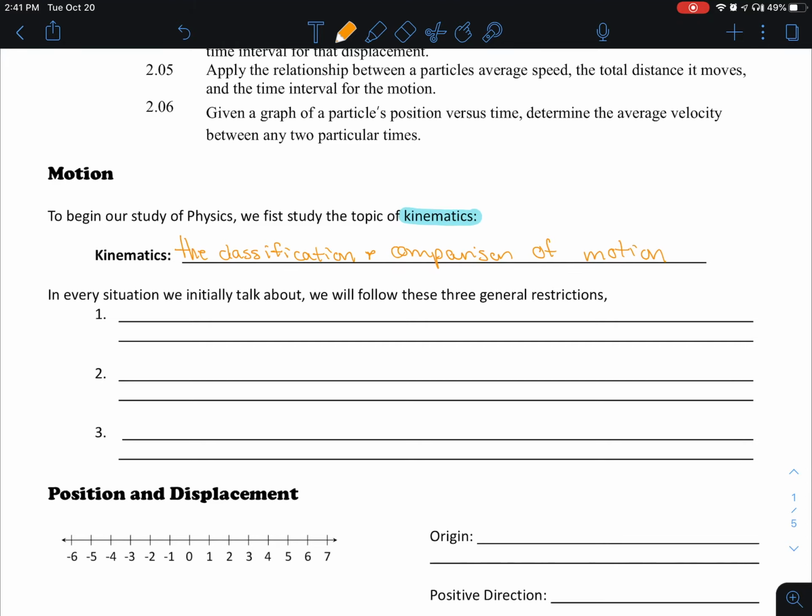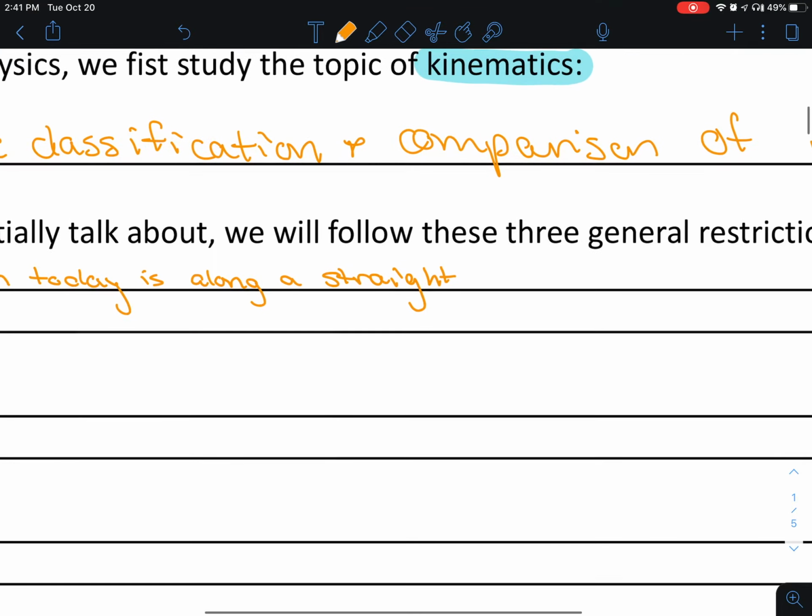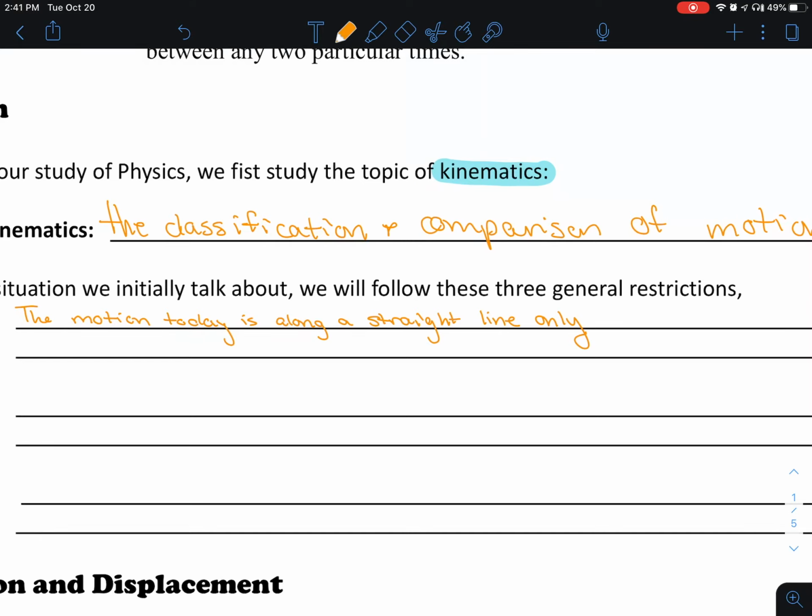Now we are going to follow these three general restrictions. First restriction, the motion today is along a straight line only. We will discuss other things eventually, but right now we're just going to talk about motion in a straight line. This line may be horizontal, vertical, or diagonal. All right, I know we're getting the boring stuff out of the way.